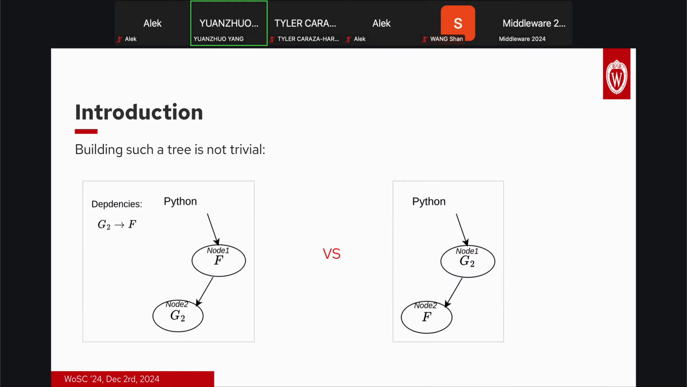Now consider a second example. What if G2 relies on F? In this case, the right tree makes no sense, because node 2, which imports F, has a parent that imports G2. Since G2 already includes F, there's no need for node 2 to import F again.